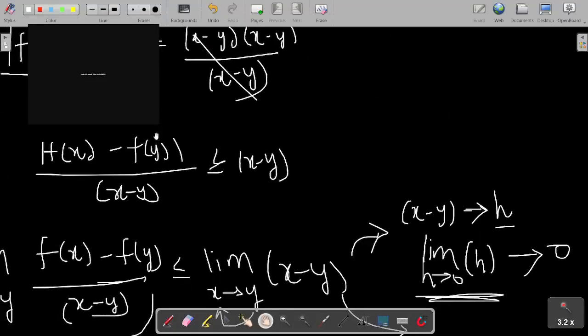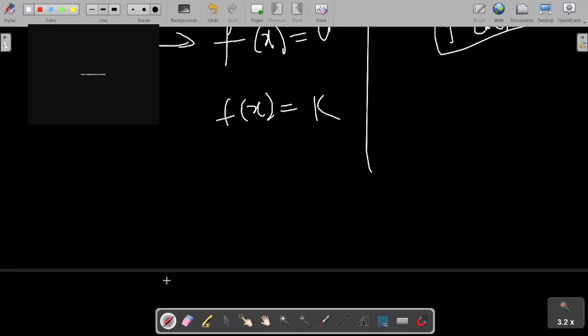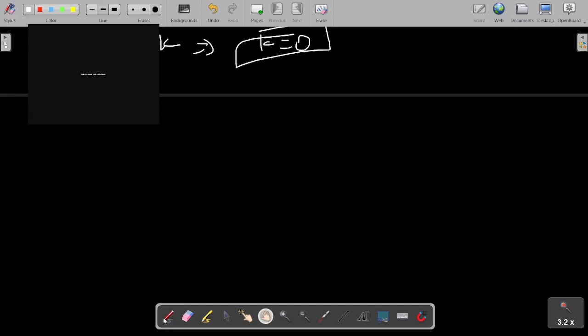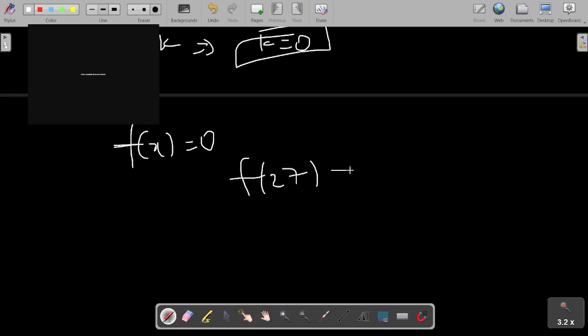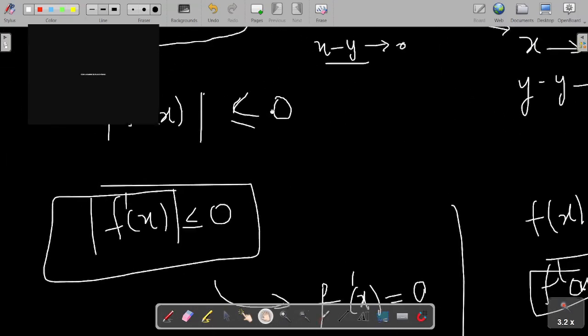And one more thing is given in this question, that f of 0 is 0. So if I substitute x equal to 0 in this equation, I get f of 0 is equal to k, and I get k as 0. So f of x equal to 0 is the function for this problem. We got our function right here. So we can calculate f of 27, which will be 0, as this function is a constant function. So this is the solution for this problem. I hope you understand that.